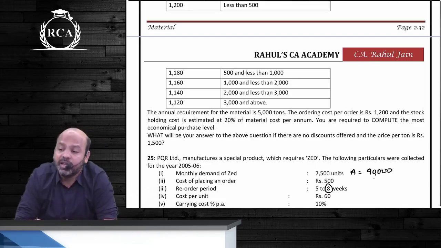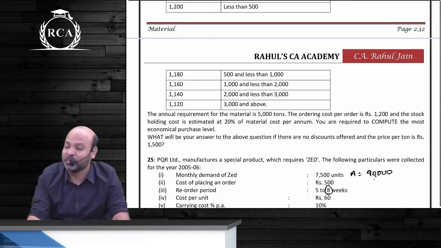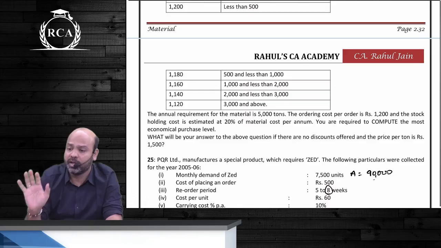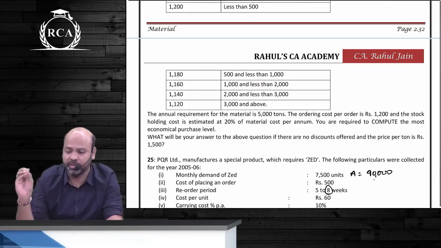Grey jacket, what's your name? Yes, I'll ask later again. Now you tell me, beta, how do I decide the quantity? In the question it says that we will have to pick up the most economical level.